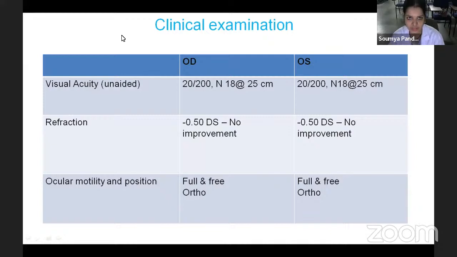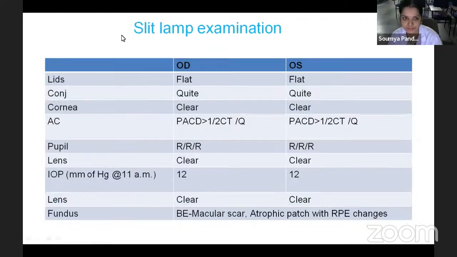On clinical examination, his unaided visual acuity is 20/200 in both eyes and near vision is N18 at 25 centimeters. In refraction, we got minus 0.5 diopter spherical, with no further improvement in vision. Ocular motility was full and free, and the position was ortho for distance and near. On slit lamp examination, all anterior segment findings are within normal limits, and IOP was 12 mmHg in both eyes. However, the dilated fundus evaluation shows macular scar with atrophic patches with RP changes.